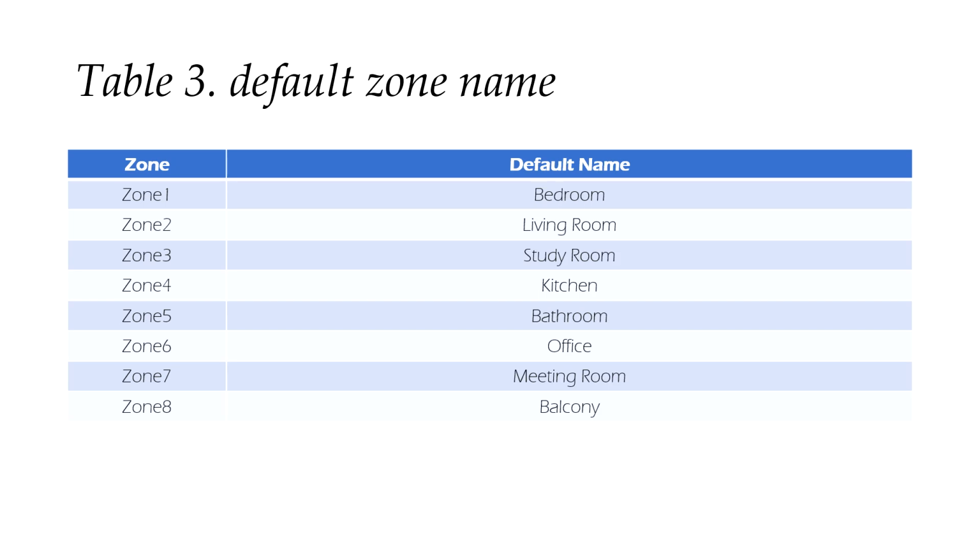Table 3. Default zone name. The default name of Zone 1 is bedroom, Zone 2 is living room, Zone 3 is study room, Zone 4 is kitchen, Zone 5 is bathroom, Zone 6 is office, Zone 7 is meeting room, and Zone 8 is balcony.